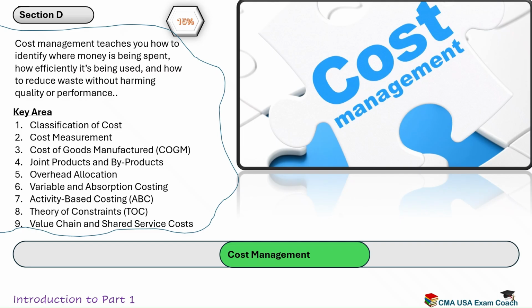Next, value chain and shared service costs. The value chain concept looks at all the activities, from research to after-sales service, that add value to a product. By analyzing each link in the chain, companies can find ways to reduce cost or increase customer satisfaction. You'll also learn about shared services, where functions like HR or accounting are centralized to save money and improve consistency across departments. So in summary, Section D helps you understand every corner of cost, how it starts, where it flows, and how to manage it smartly.